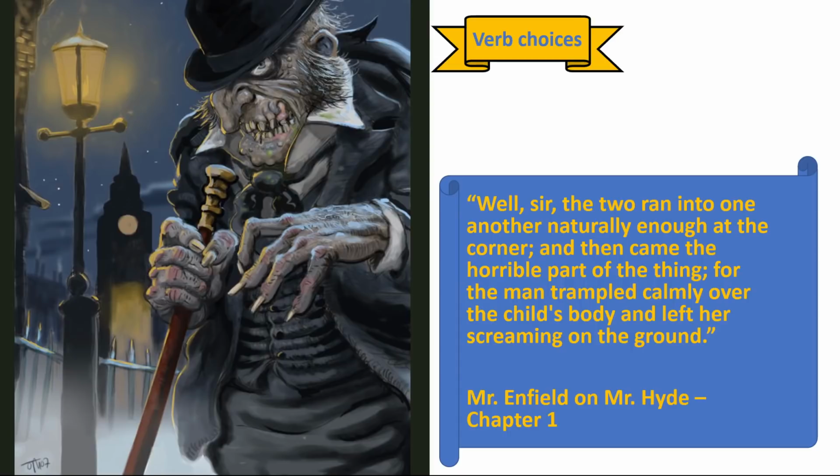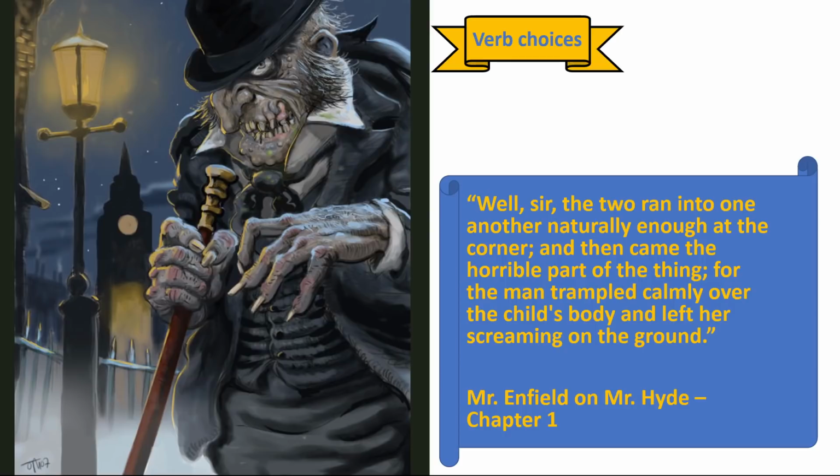So, for example, trampled. That suggests a certain violence, a carelessness, a heartlessness, perhaps even a touch of animalisation there, as if it's a stampede. Certainly a lack of humanity, even though he does this calmly. And then also maybe the screaming.